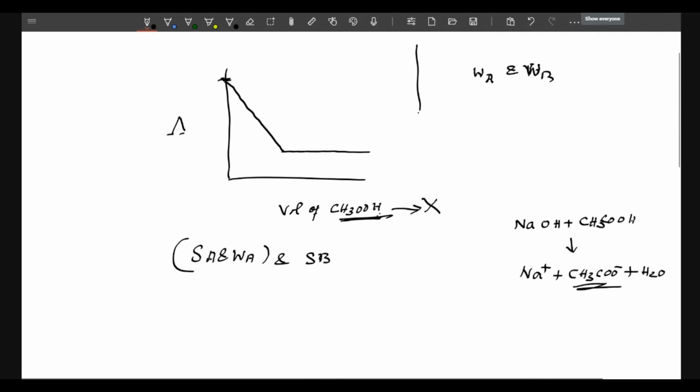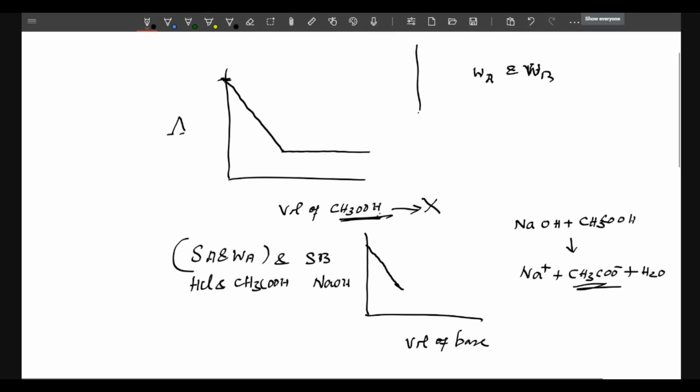In this type, you will get two equivalence points, against the volume of the base. The first equivalence point is due to the neutralization of, for example, hydrochloric acid, where hydrochloric acid and acetic acid are present versus sodium hydroxide. This is obtained first like this. Then after complete reaction of the HCl, now acetic acid will undergo reaction with a slight increase.